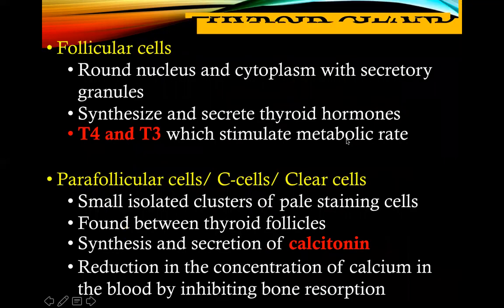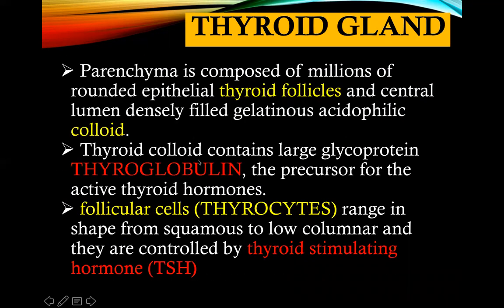And again, what is the function of your thyroglobulin? They are the precursor for your active thyroid hormones. When we speak of the parenchyma of the thyroid gland, these are the parenchyma. You have the follicular cells or your thyrocytes. They range in shape from squamous to columnar, and they are controlled by the thyroid stimulating hormone.